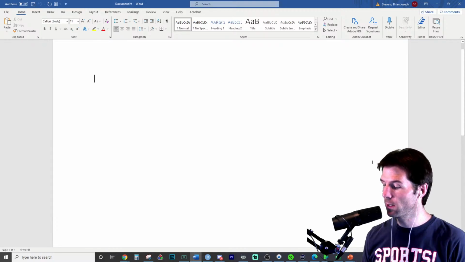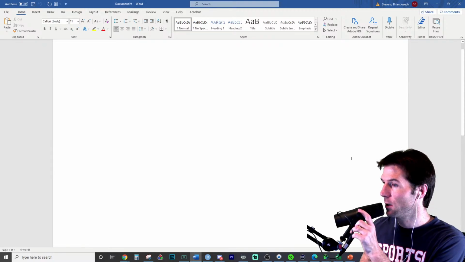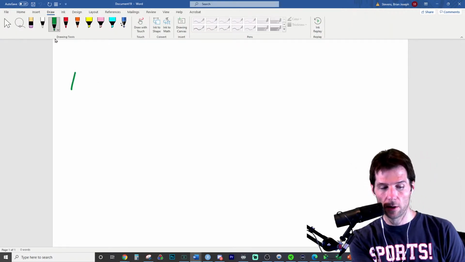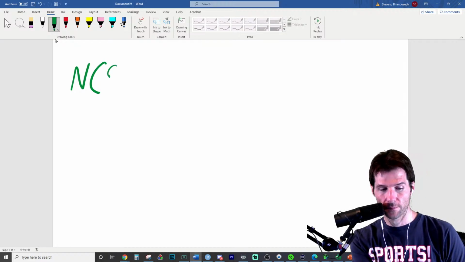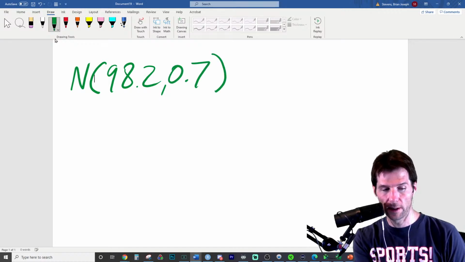So let's start talking about this right here. This is Canvas content number 3, or I believe it's Canvas content number 3. That is correct. And this is the temperatures for people, according to a new study, are normally distributed. So what am I going to start drawing right here? What does this mean?